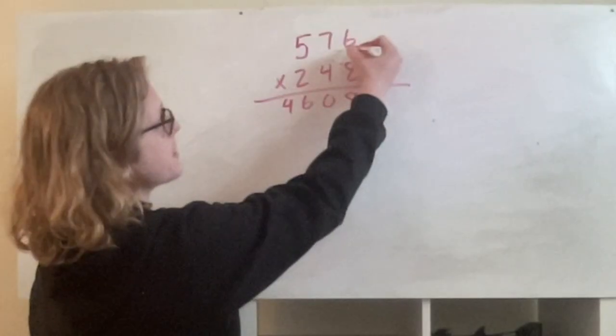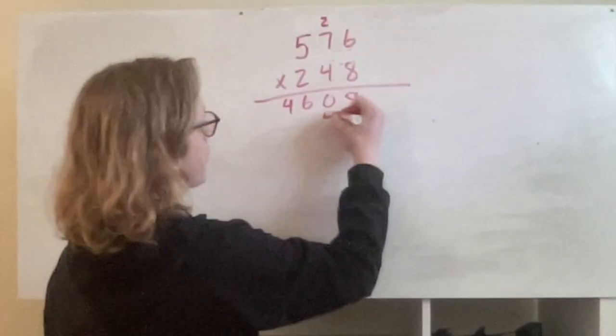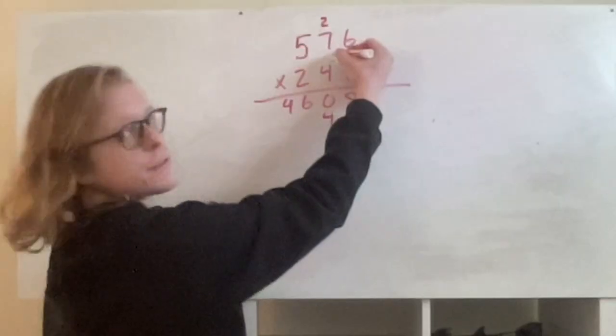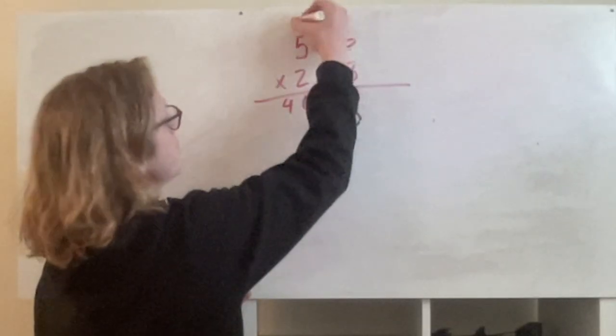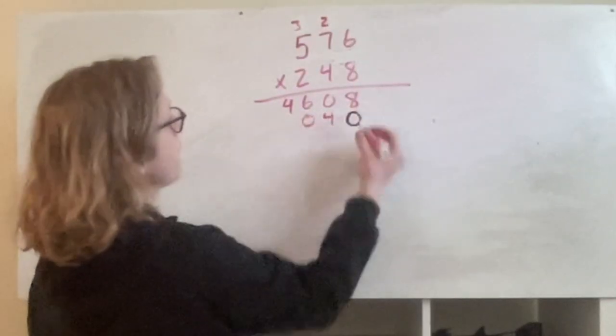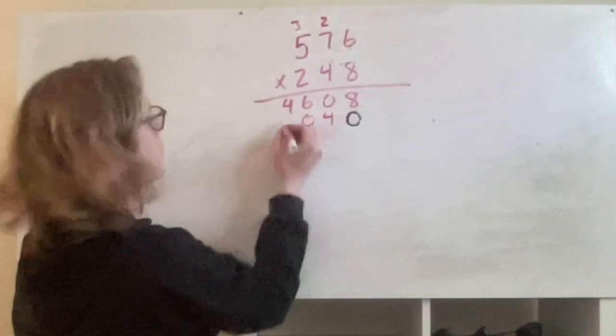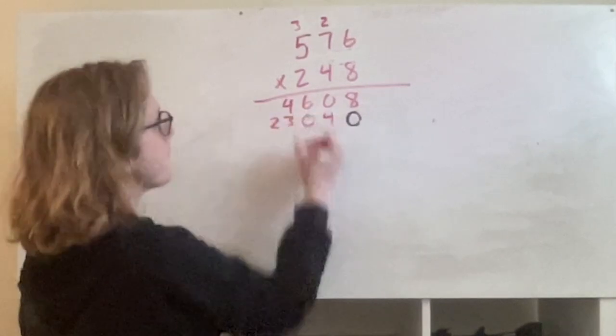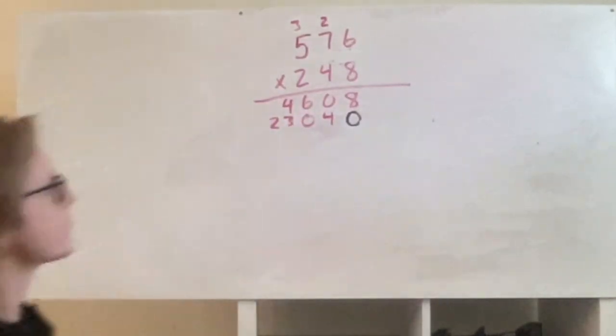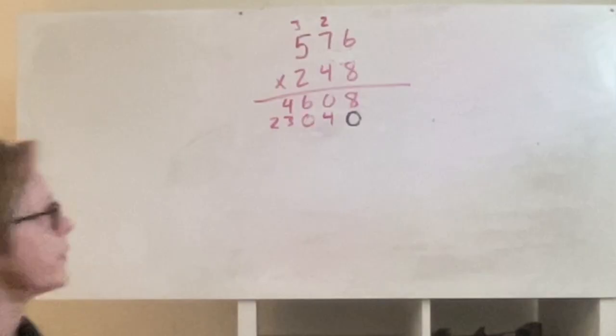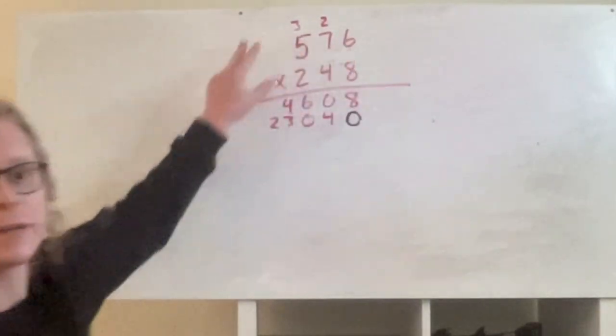4 times 6 is 24. 4 times 7 is 28. Plus 2 is 30. 4 times 5 is 20. Plus 3, 23. Okay, so we've now multiplied the 4 by every digit.